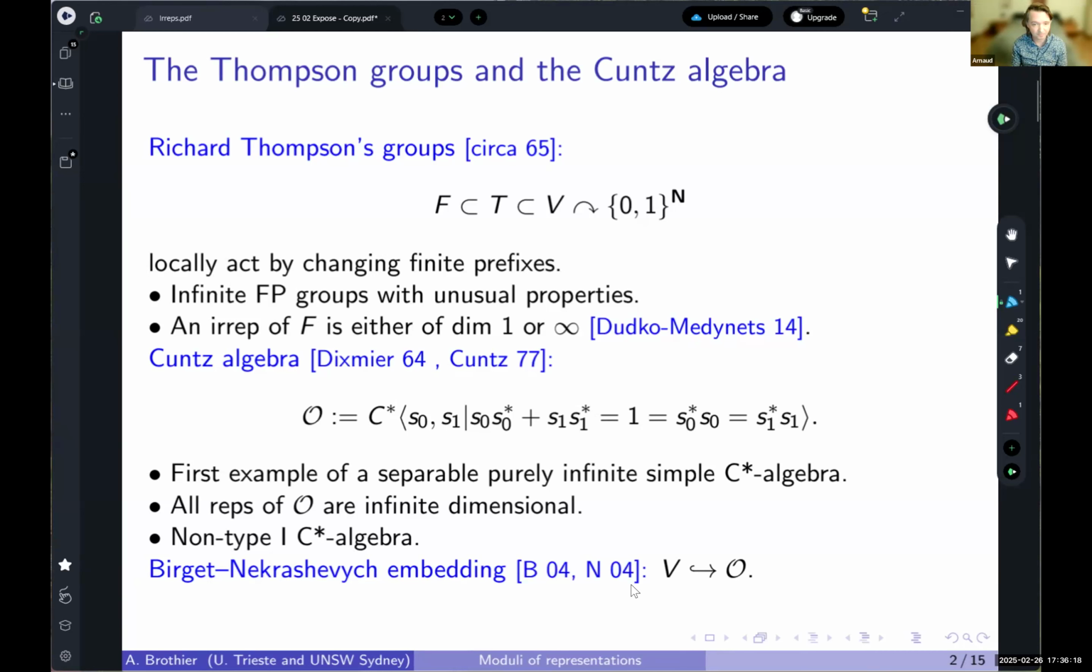It's really nice. Just a quick question to ensure myself whether I understood you correctly. This bad behavior of the space of representations is for non-type 1 algebras, yes?